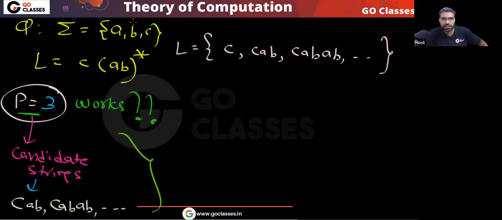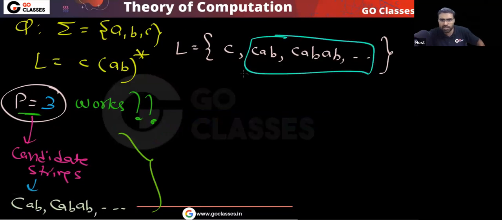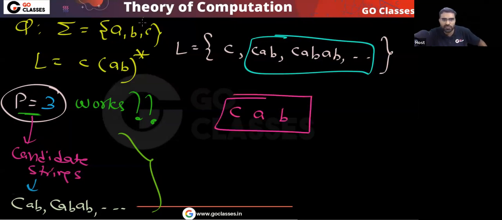Now if I take p equal to 3, I care only about these strings. These are the candidate strings. So tell me, will they pump? For example, is this CAB pumping? If I take this CAB, first of all, you tell me in which area you will find y.